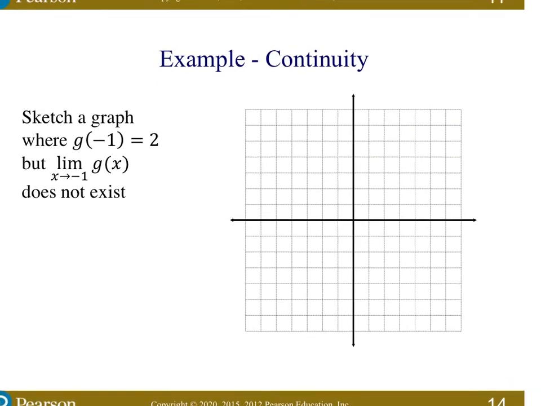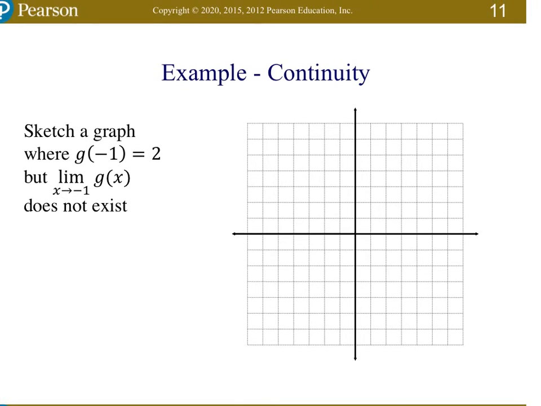Now the next 2 examples are drawing your own as an understanding of what that's going to look like. So we are told to sketch a graph where this is true, where g of -1 equals 2. Now that's a physical point on the graph. So I'm going to go to -1, +2, and I'm going to put that physical point right there. And then we are told, however, that the limit does not exist.